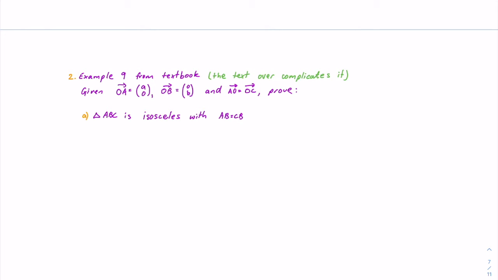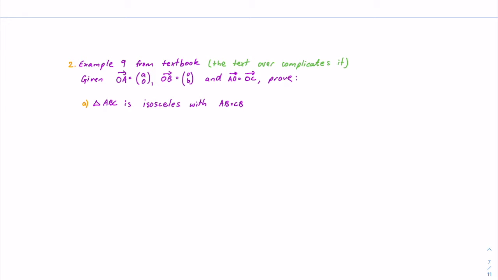Okay, so let's have a go at proving this. So the first thing, of course, we want is a diagram. Now, because the origin is basically identified with these zeros, it is really useful to have this diagram on a Cartesian plane. So there we go.